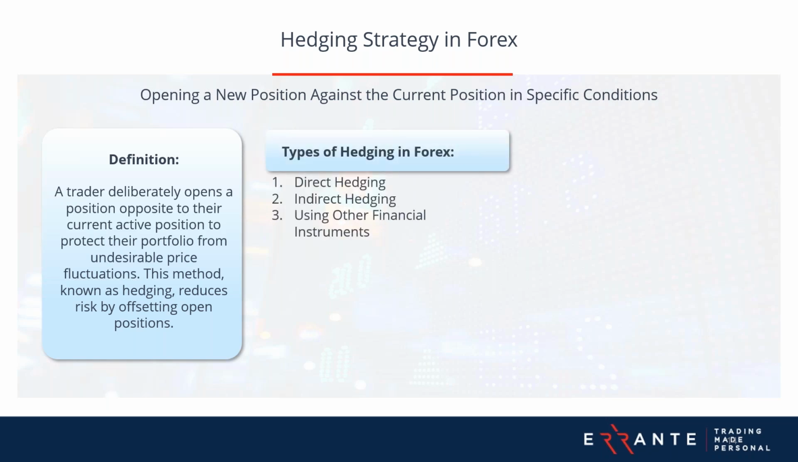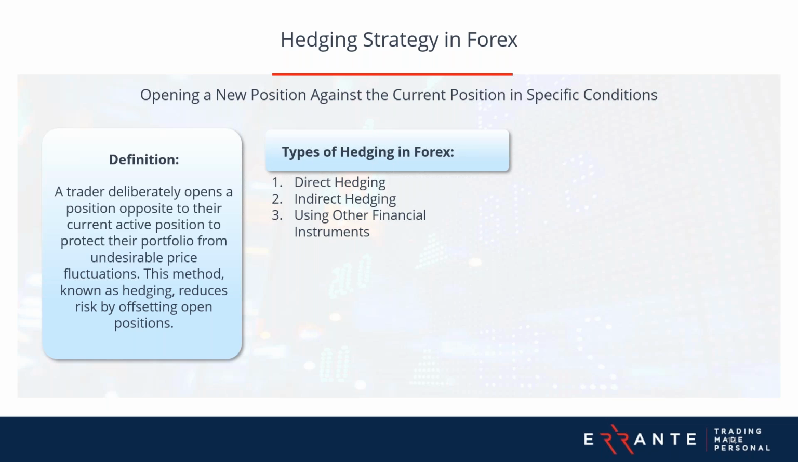But we have different types of hedging in Forex. One of them is direct hedging. What is direct hedging? This involves opening a new position that directly opposes your current position in the same currency pair. For instance, if you have a long position in Euro USD, you would open a short position in the same pair, the Euro USD, but in the opposite direction. This way, if the price moves against your initial trade, the hedge helps limit your losses.